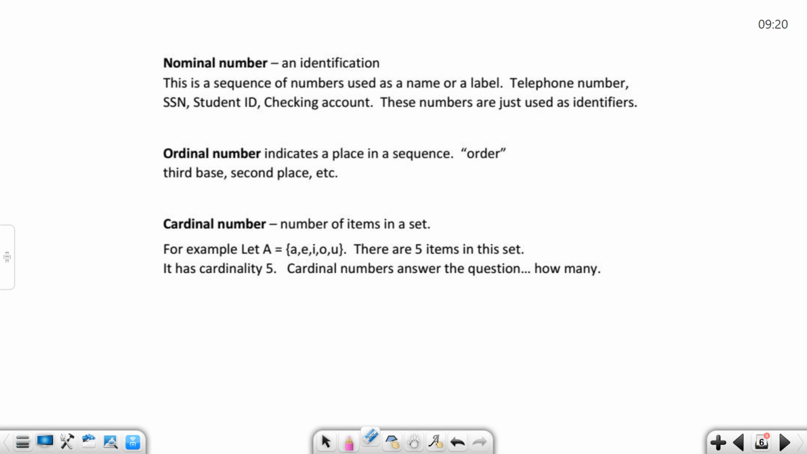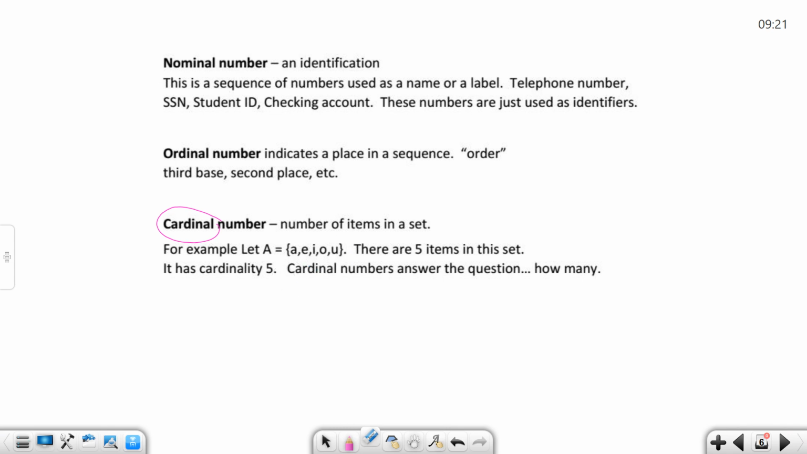Now cardinal, I ask cardinal on tests all the time, and it's the easiest one, but my students miss it just because they forget by the time the big test rolls around. But cardinal, all that means is the number of items in the set. For example, if I took a set of vowels, A, E, I, O, U, there are 5 elements in that set. So the cardinality is 5.